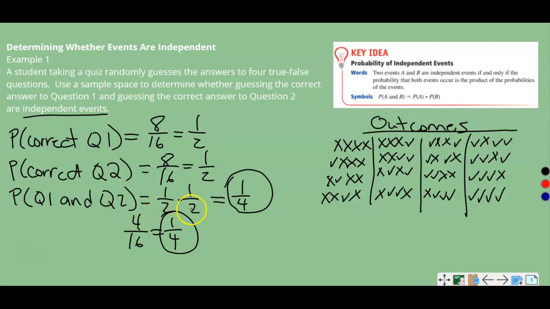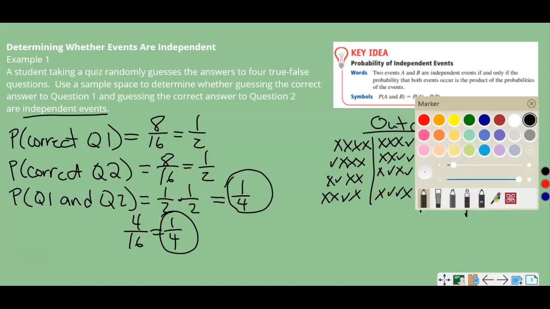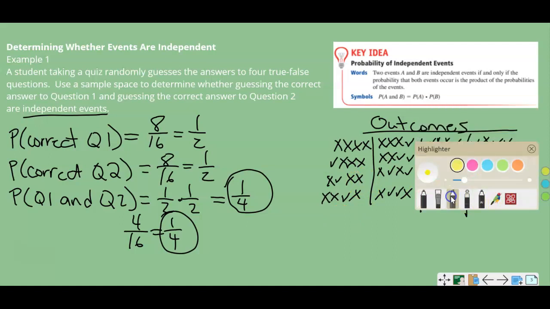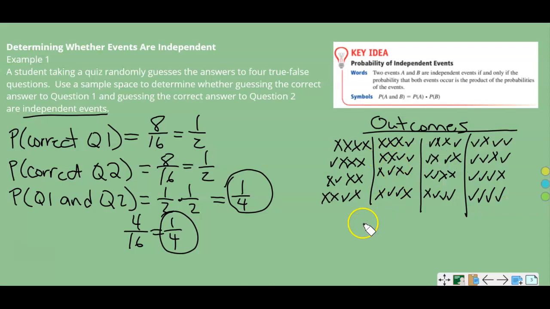All right, so I got this by using the formula 1/2 times 1/2. I just used what we found here. Correct question 1, correct question 2. And then for this one, I went through and counted like I did before. So if you can see, let's see if I can get a highlighter here. Okay, so questions 1 and 2 are both correct. So here's 1 and 2, here's 1 and 2, here's 1 and 2, and here's 1 and 2. So that is 4 out of 16, and that equals 1/4. So because these are equal, that means these are independent events.